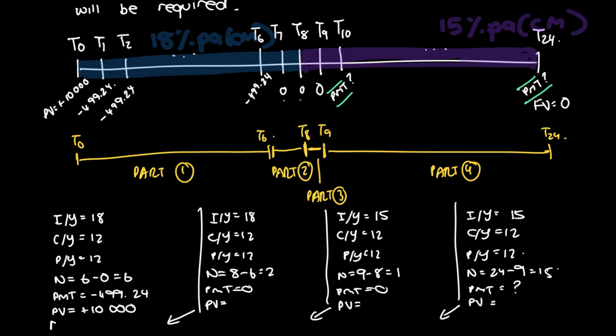Then we have, okay, what is our future value? This is the unknown, so we're going to have to solve for that one. And then future value here is unknown, so we're going to solve for that one. Future value for part 3 is unknown, so we're going to solve for that one. But our future value for part 4 needs to be 0, so we have that amount.